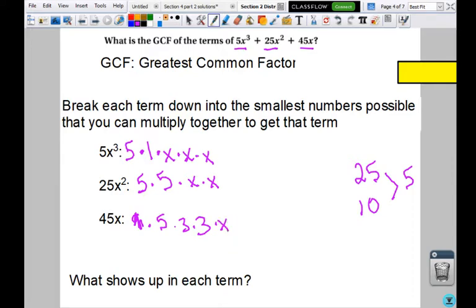All right, I've made these 3 lists. This is kind of a long way to do it. After a while, you can just look at these and you'll be good at them. But for now, we're going to learn the long way. What shows up in each list? 5 and x. A 5 shows up in each list, right?